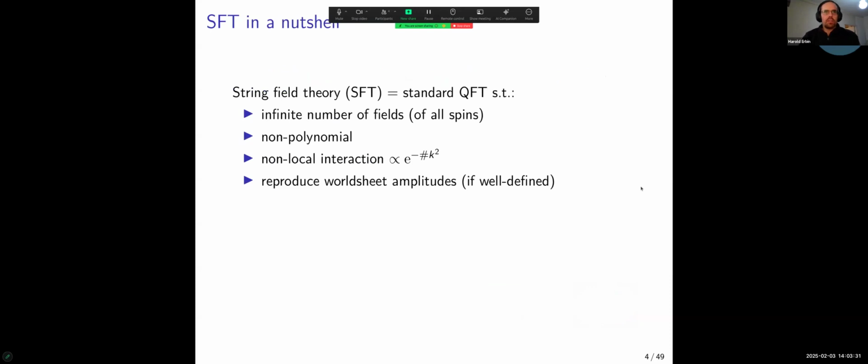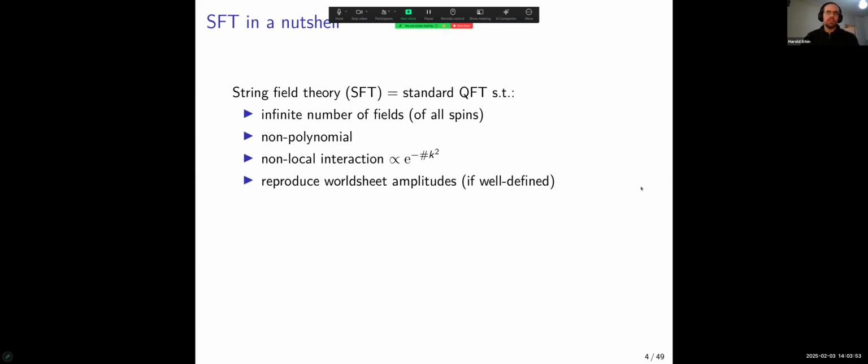Okay, so I will start with some general motivations. First, a few words on string field theories, and I will come back later with a more in-depth introduction. But here I just want to give the main ideas of what string field theory is, how we can think about it, and why it's difficult to work with.